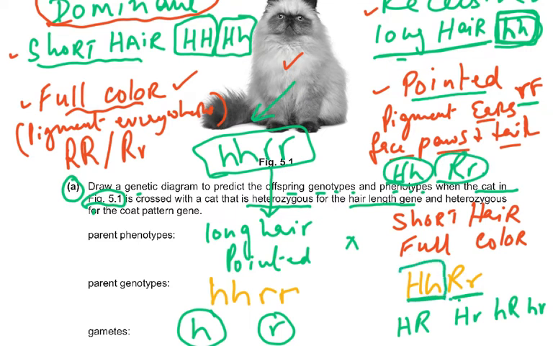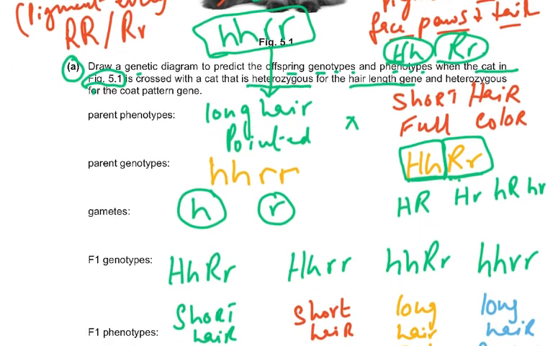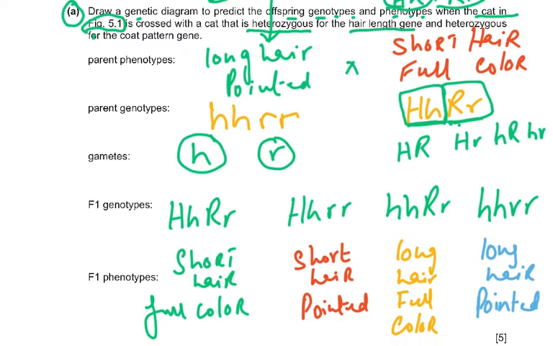Here, you can see this and this. Long hair pointed crossed with a short hair full color, and then now you can see what the gametes will be like. So this is the line for gametes. Then you've got the line for gametes, then we've got parent phenotype, then parent genotype, and then gametes. So you just write them separately, and you have to circle them.